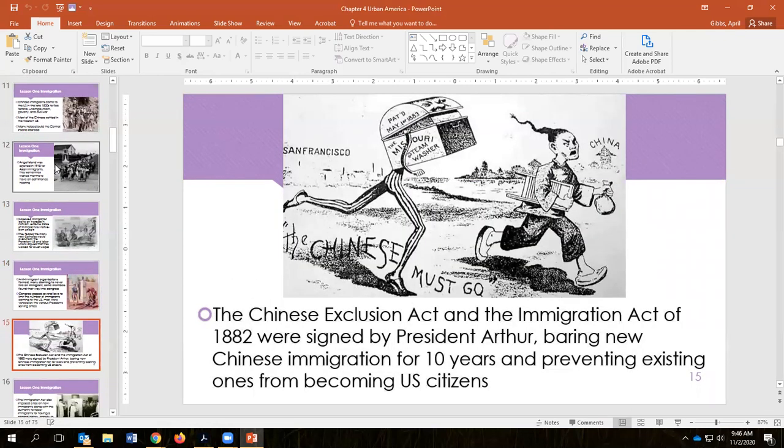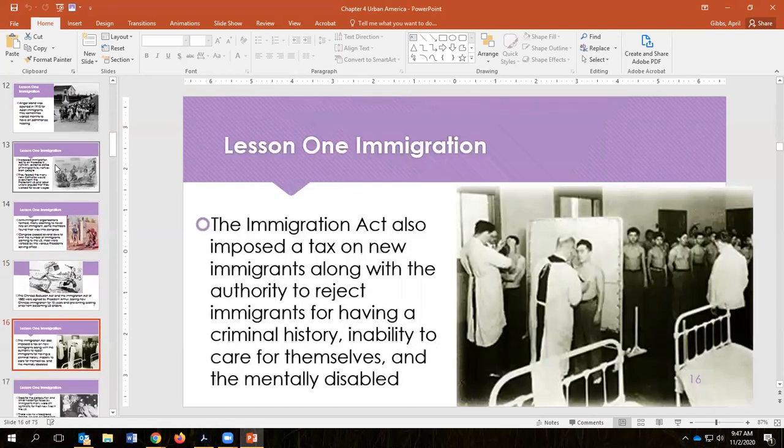The Chinese Exclusion Act and the Immigration Act of 1882 were signed by President Arthur, barring new Chinese immigration for 10 years and preventing existing ones from becoming U.S. citizens. The Immigration Act also imposed a tax on new immigrants along with the authority to reject immigrants for having a criminal history, the inability to care for themselves, and the mentally disabled.